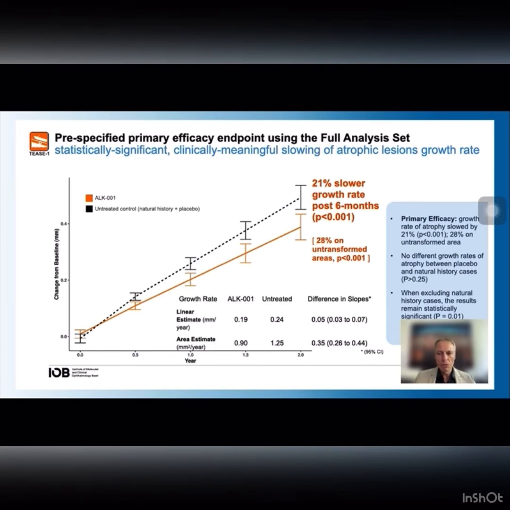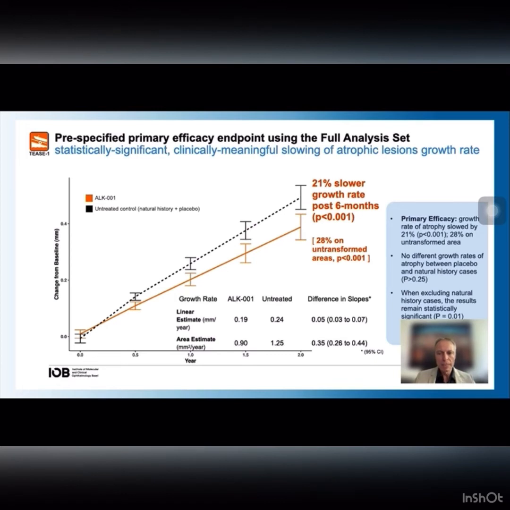The growth rate of atrophic lesions was 0.19 mm per year in the ALK001 arm and 0.24 mm per year in the untreated arm, corresponding to a difference of 0.05 mm per year, or a relative 21% reduction in growth rate upon treatment with ALK001, and that was highly statistically significant.